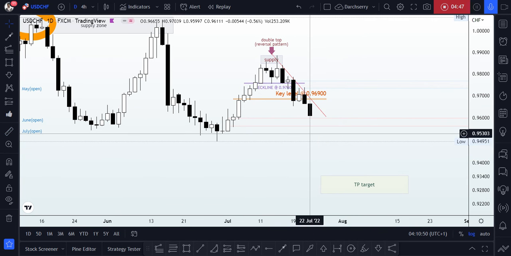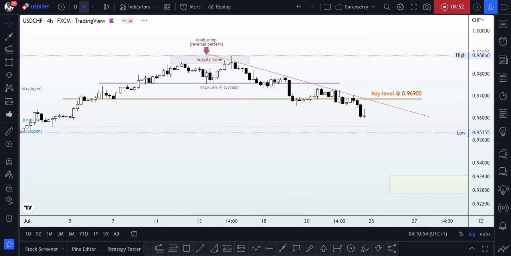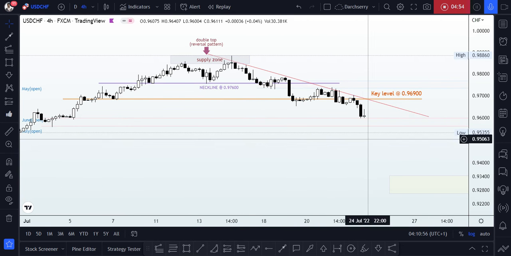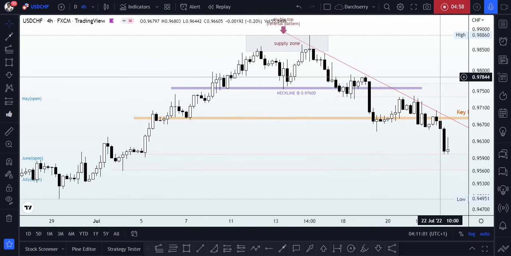So one thing I want to be looking out for at this point is to scale down to the 4 hours time frame and let us see how we can actually take advantage of any trading opportunity here on the USD.